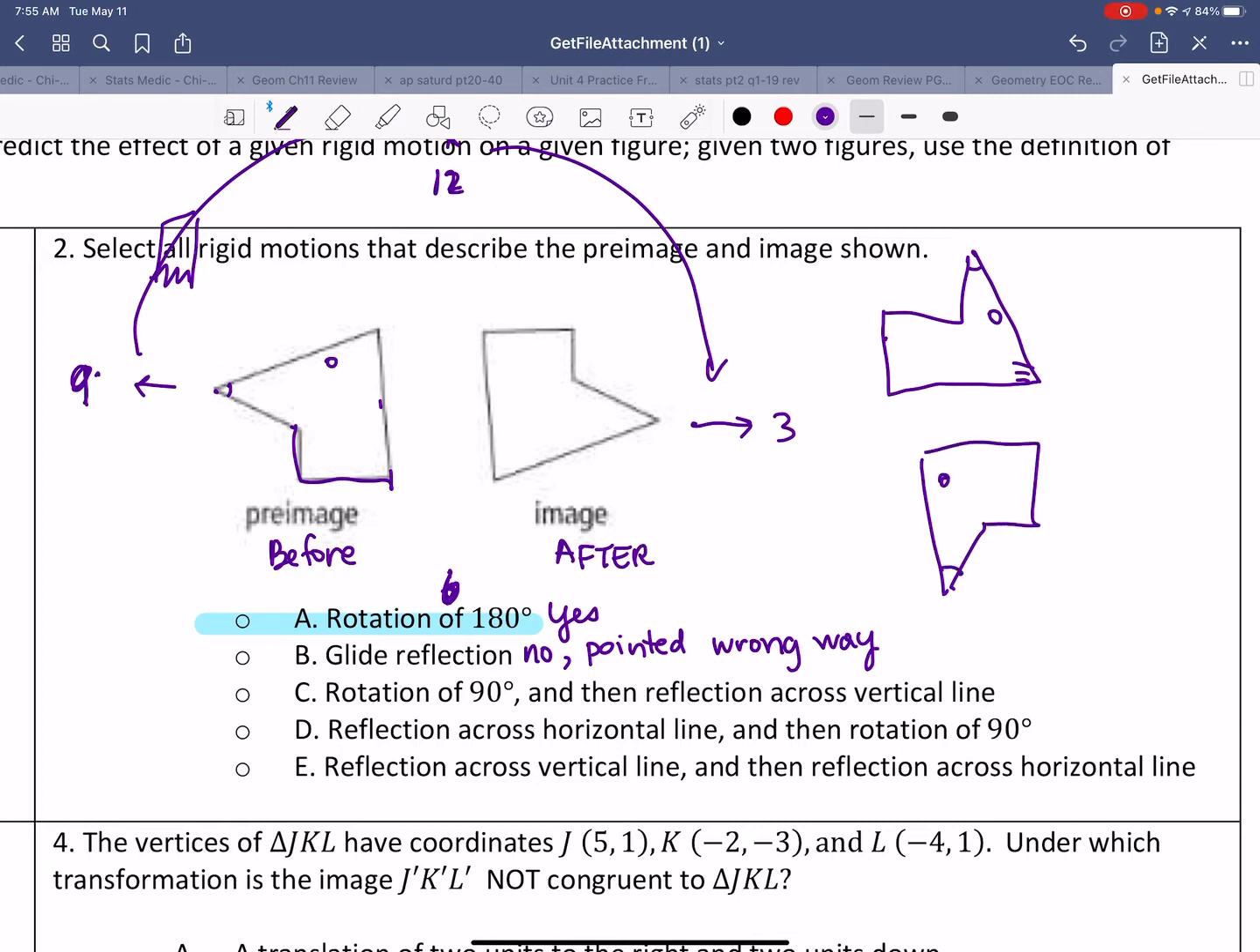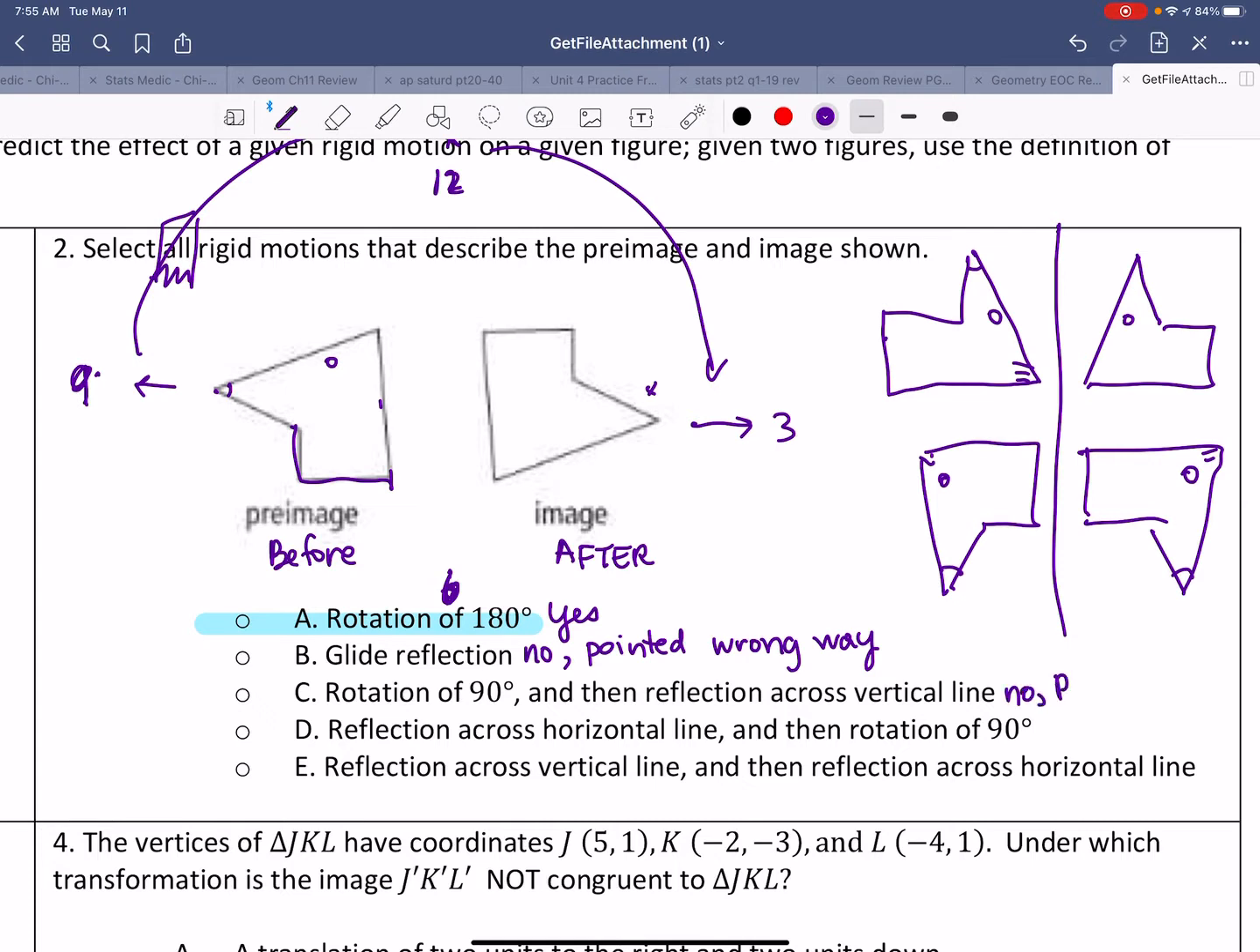And then if I reflect it over a vertical line, it's still going to be pointed up. This one's still going to be pointed down. So I'm not getting this. No. So I'm going to say no. Pointed up or down, not right. I need it pointed right.